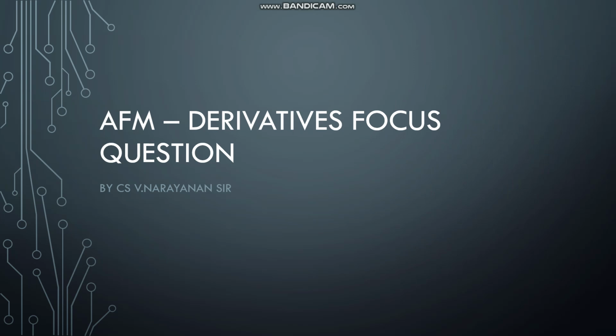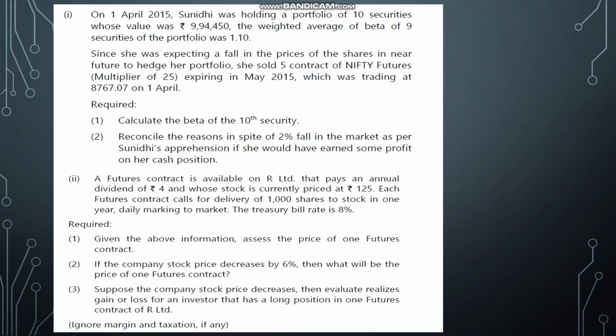Very good morning, everyone. Let's quickly take a look at one question from January 26 RTP, which is very important. So pay full attention. I'm sure it's going to be very handy for you. So the question is, on 1st April 2015, Sunidhi was holding a portfolio of 10 securities whose value was rupees 9,94,450. The weighted average of the beta of 9 securities for the portfolio was 1.10.